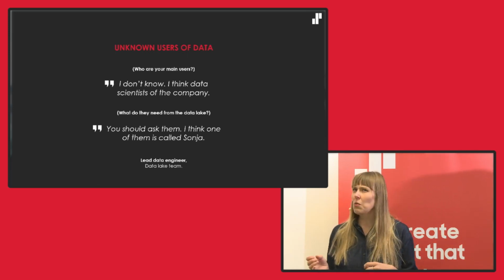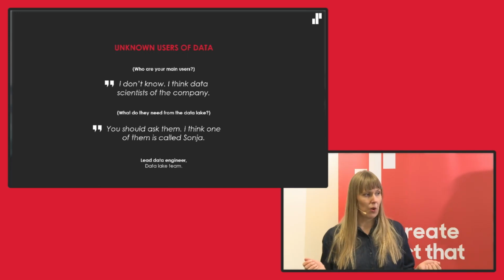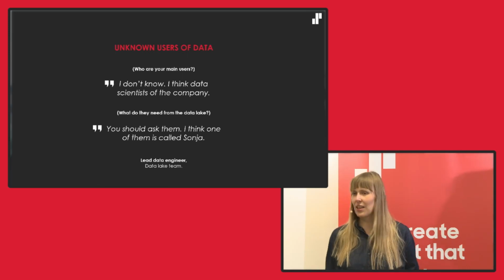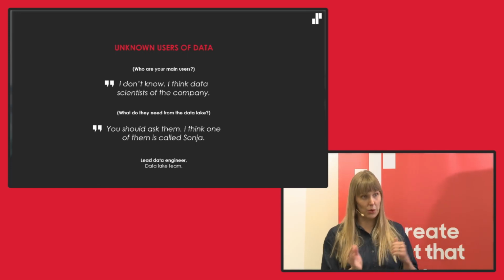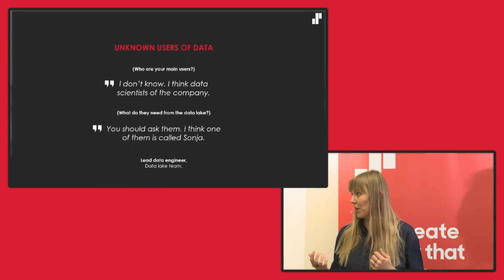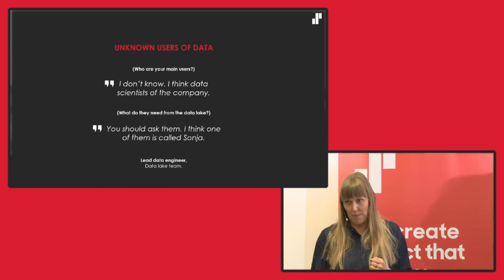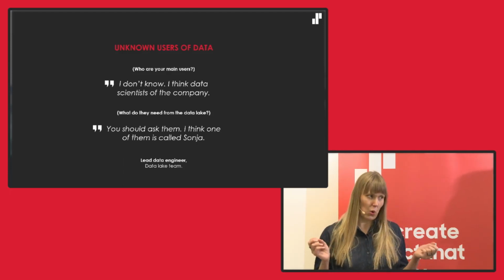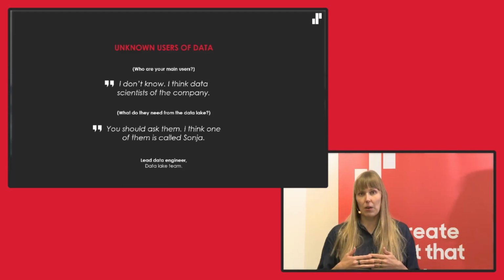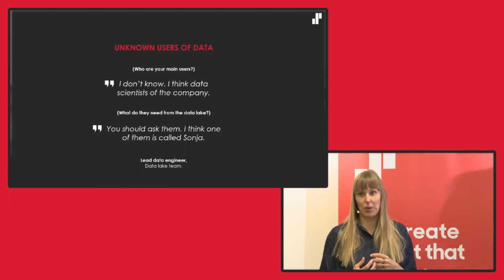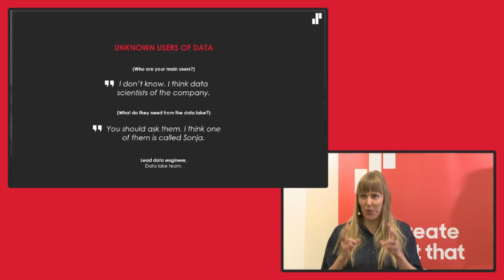And he said, okay, I don't really know. I think the data scientists of the company, right? Fair guess. And then I asked, okay, what do they need from the data lake? And then he was quiet for a moment. And this is very basic, I would say, in the data world. You do very separate work sometimes, and some people don't really need to even think about the users. But he was like, you should ask them. So also pushing it away. It's not my problem. And I think one of them is called Sonia. So he kind of knew them, but this will be a problem. You need to know as a team who builds data products what the people would need from the data products in the data lake.